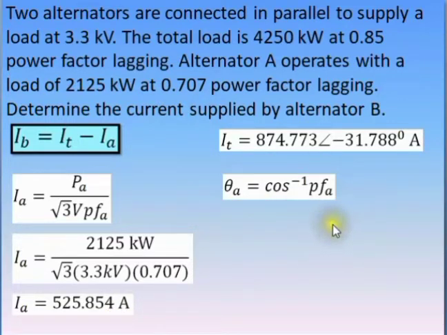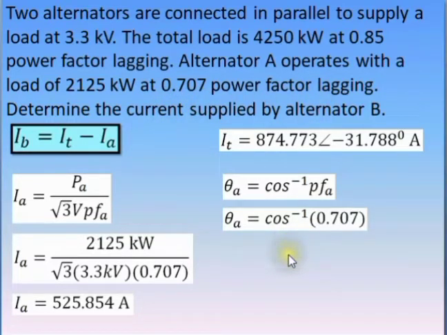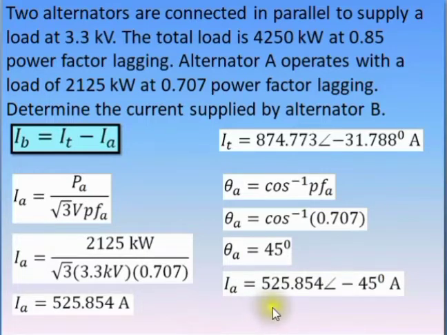Substitute lang po natin yung 0.707 na power factor po dito. The inverse cosine of 0.707, this is equivalent to 45 degrees. Therefore, yung IA po natin is equal to 525.854 angle negative 45 degrees amperes. Again, negative po yan dahil ang kanyang power factor ay lagging, which is very common po.